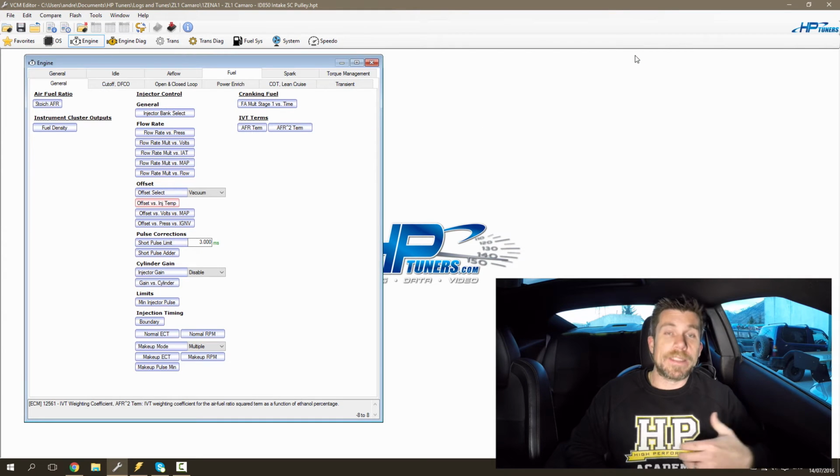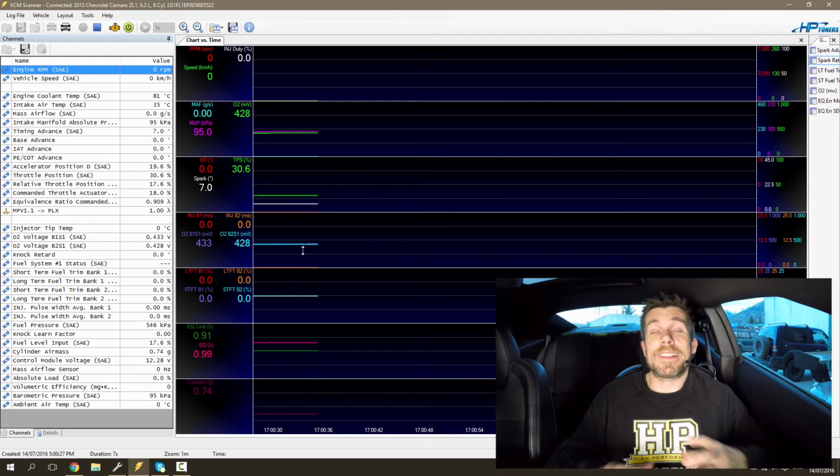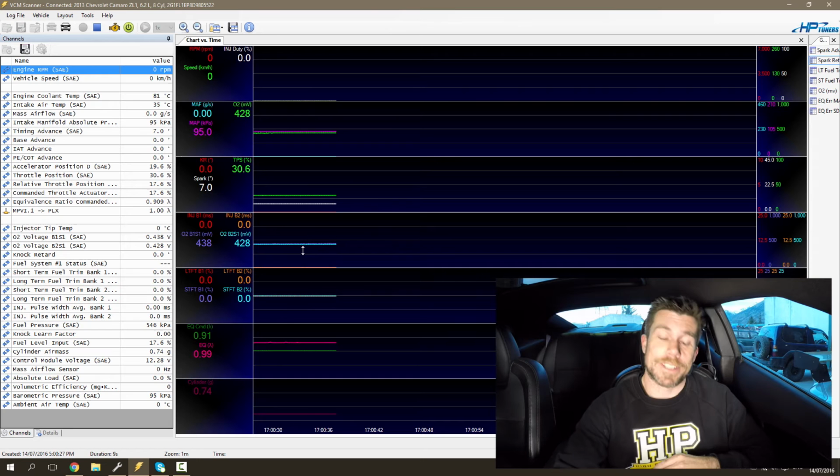Once we've done this, we can now reflash our PCM, and let's do that and have a look at the results in the scanner. Okay, with our flash complete, let's restart the engine and we'll see the difference.